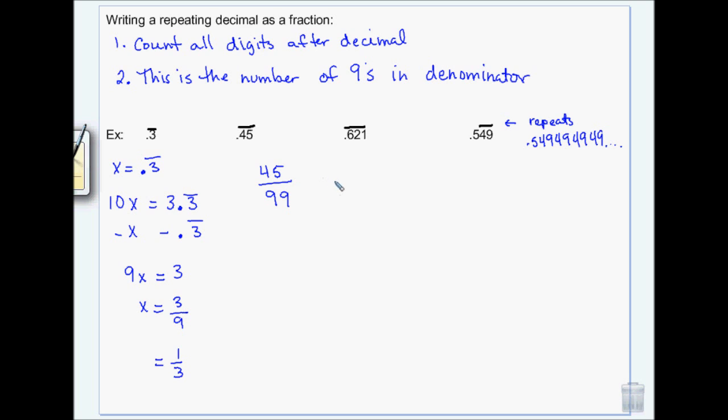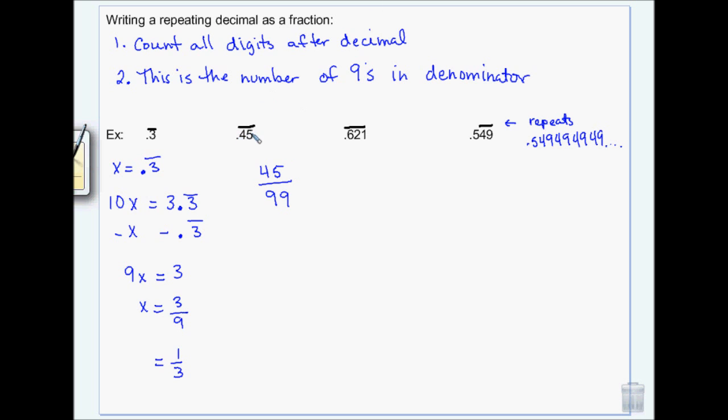So if you recall, back when we were talking about non-repeating decimals, we said 2 decimal places, 2 zeros, and then we reduced it. Here we're saying 2 decimal places, 2 nines, and then we're going to reduce it. Both 45 and 99 divide by 9. And so this is going to give me 5/11ths.